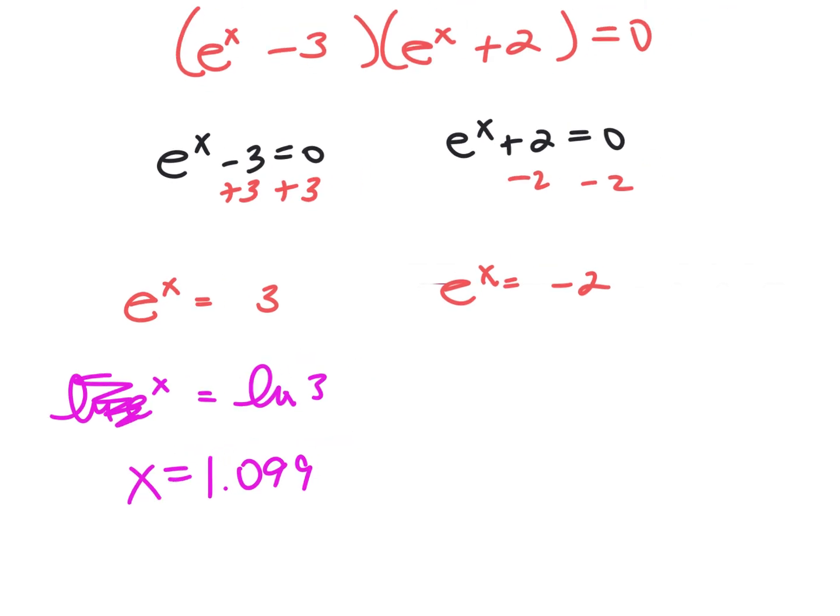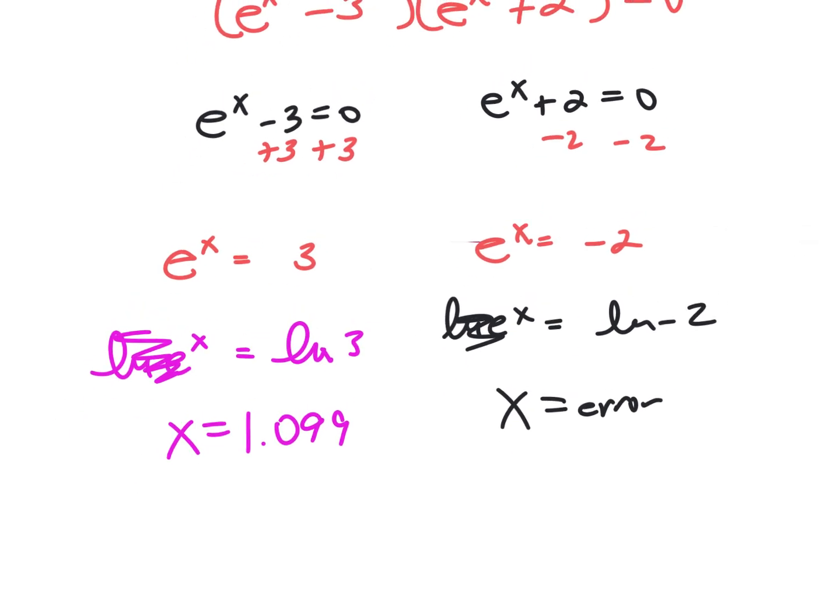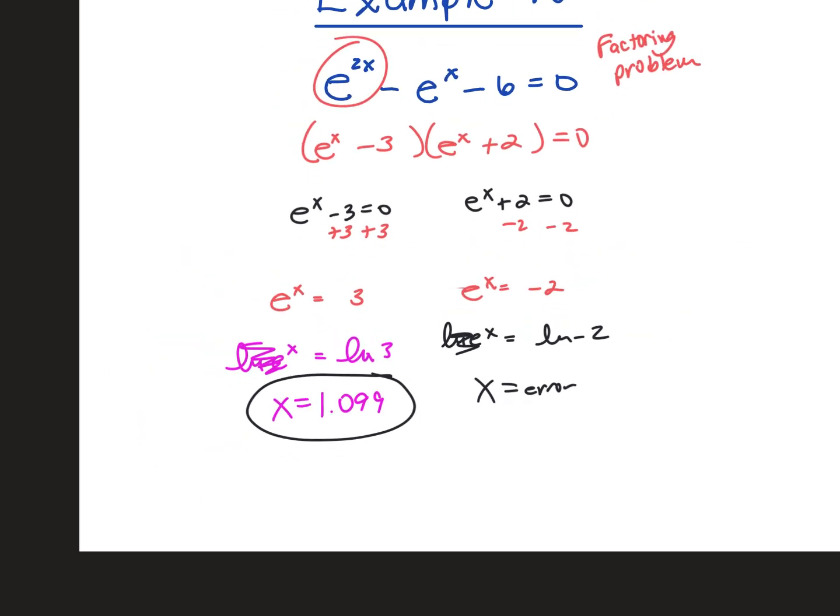Okay, same thing on the other one. How do you undo the e? ln. So I'm going to take the ln e to the x. What you do to one side, you do where? X equals, what's the natural log of -2? It says error, right? Can't do it, so what's your answer? You just have one answer here. Sometimes you'll have one answer, sometimes you'll have two answers, sometimes neither of them will work. But remember, you can't take the log or natural log of a negative number.